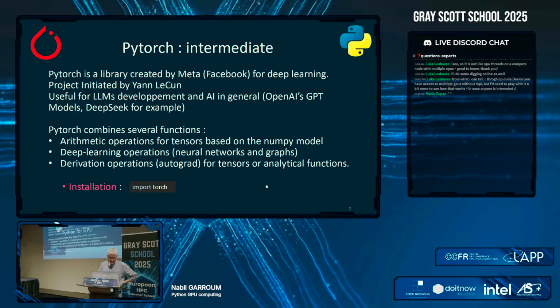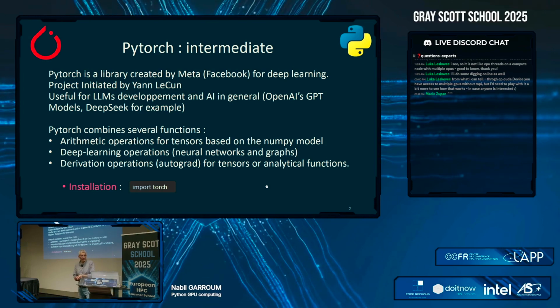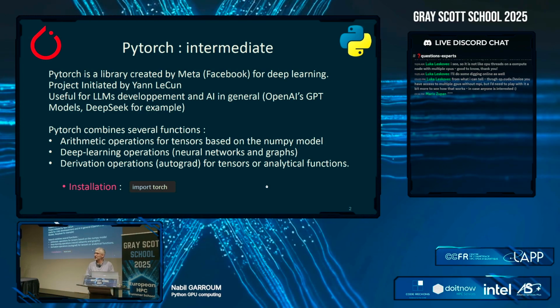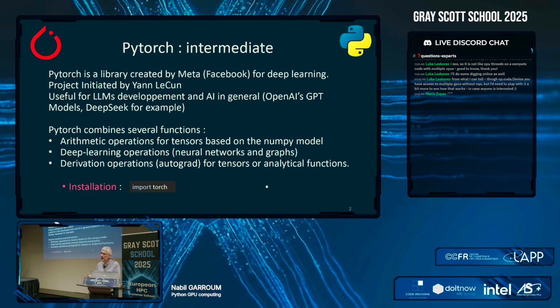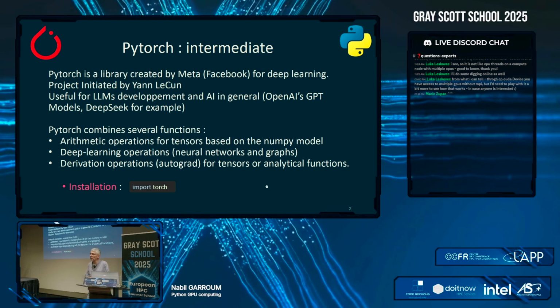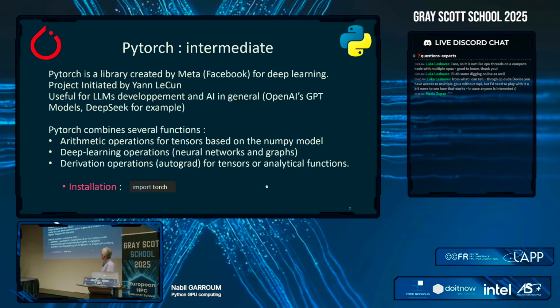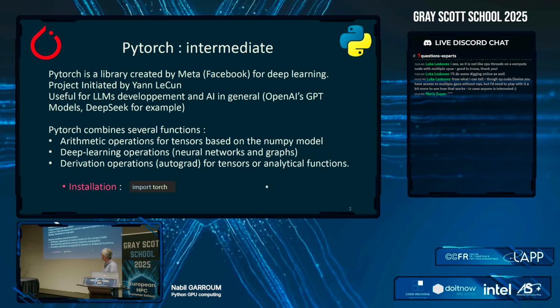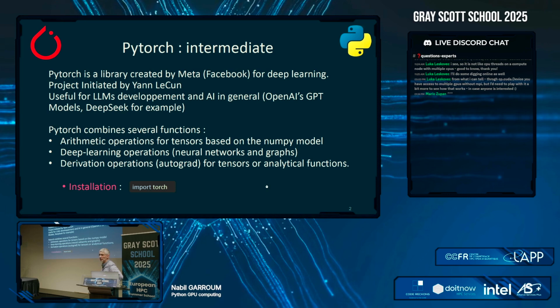Let's start. PyTorch, we classed it as an intermediate library compared to JAX or the others. Why? Because you can do some low-level computing on tensors with it, but you can also do some high-level computing with equations and this kind of stuff. This library was created by Meta, formerly Facebook, on the impulse and initiation of Yann LeCun. It's very useful for large language models.